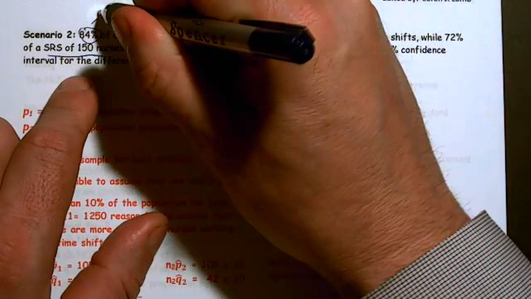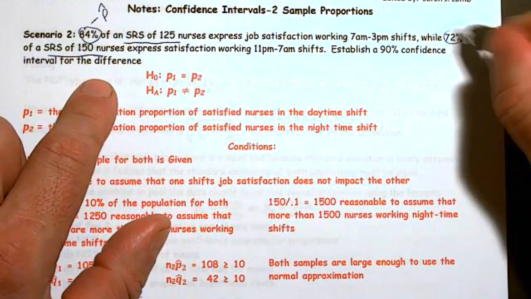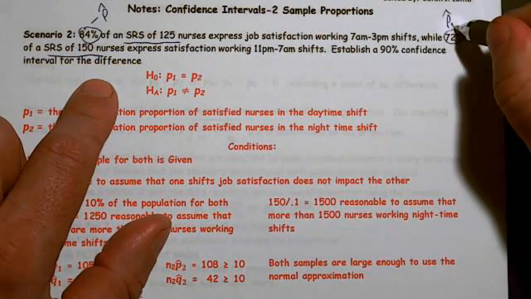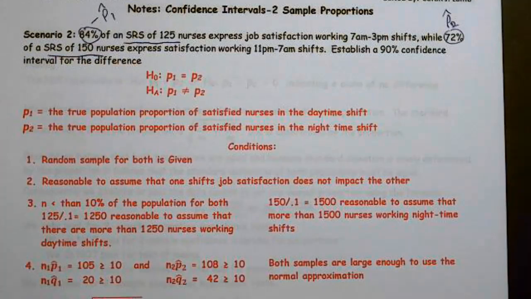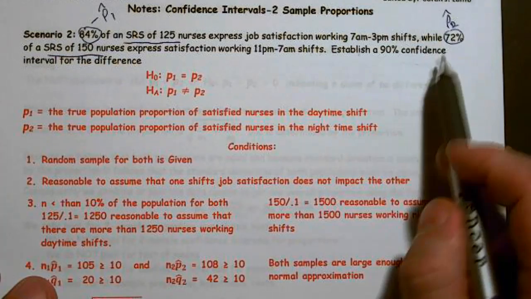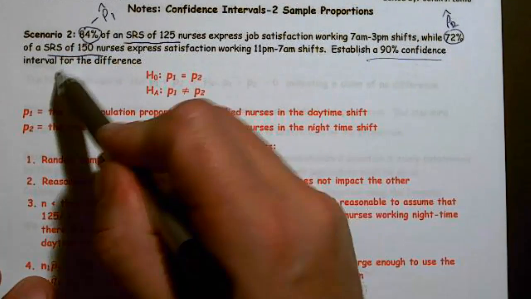So this would be p hat. This is also a p hat. So p hat 1 and p hat 2, excuse me. This is p hat 1. This tells me I'm probably working with the two proportion test or confidence interval. And it says establish a 90% confidence interval for the difference.